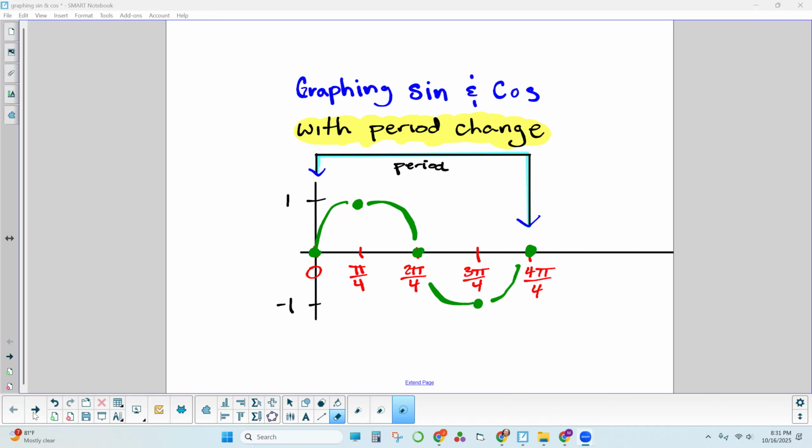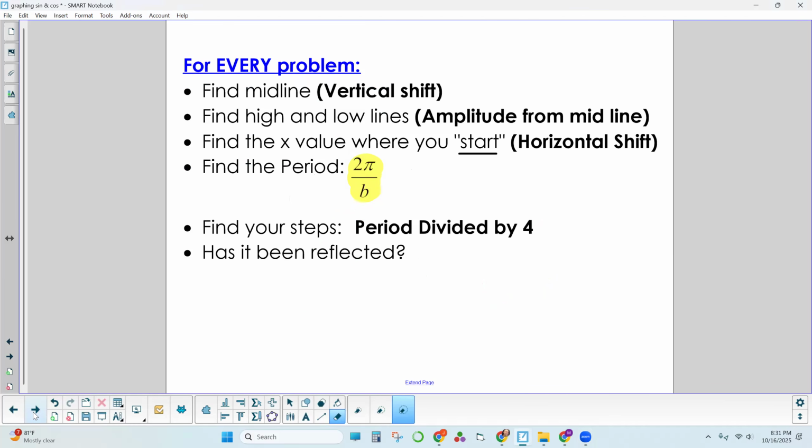All right, what is a period change? A period change is basically you take the period of a graph, which is 4 steps, the basic length of the wave or trig graph, and you either horizontally stretch it or compress it to where the period changes in size. Okay?